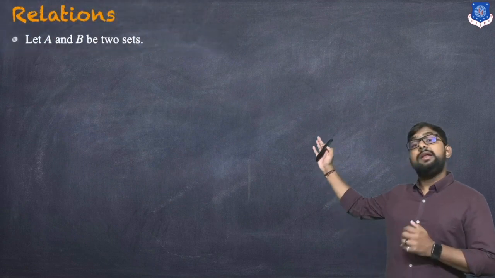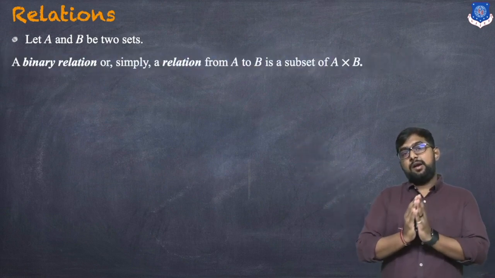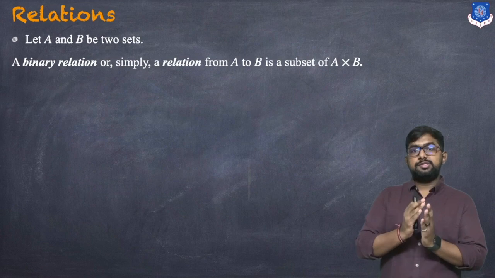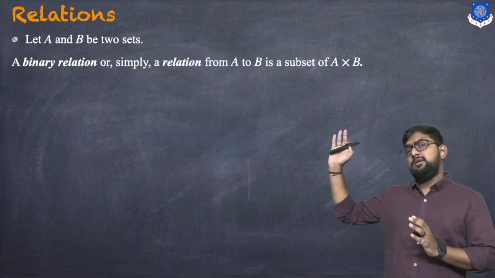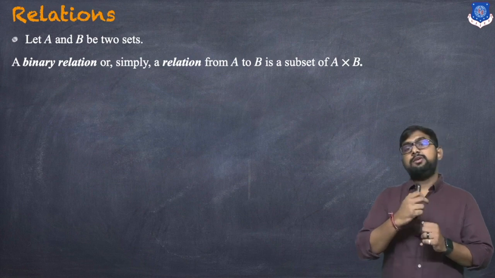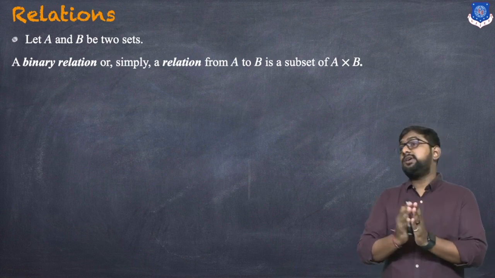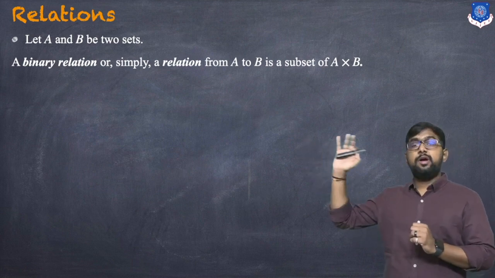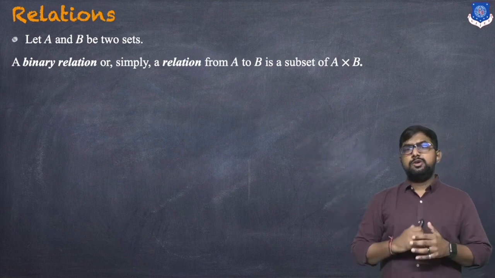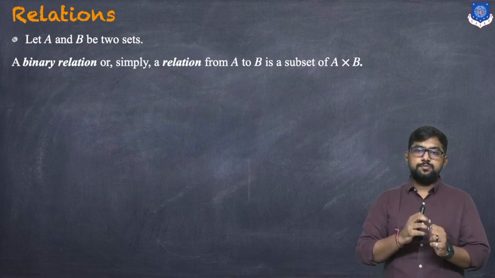Now let capital A and B be two sets. A binary relation, or simply a relation, from the set A to the set B, that is from the first set to the second set, is a subset. The relation is a subset of the Cartesian product A cross B. So it is simply a subset of the Cartesian product A cross B.